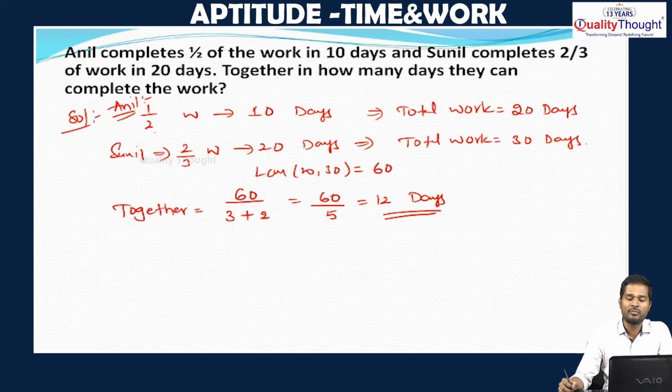See, he has given that half of the work is done in 10 days. So the total work will be done in 20 days. See, the total work he made into two parts. So half the work is done in 10 days, meaning the remaining half will be done in another 10 days. So it is 20 days. And for Sunil, 2/3 of the work takes 20 days to complete. So the total work will be 3 20s are 60 by 2, which is 30 days. So if they work together, the LCM of 20 and 30 is 60 units. So 60 by 2 3s are 60 plus 3 2s are 60, which is 12 days. So if Anil and Sunil work together, they will complete the work in 12 days.